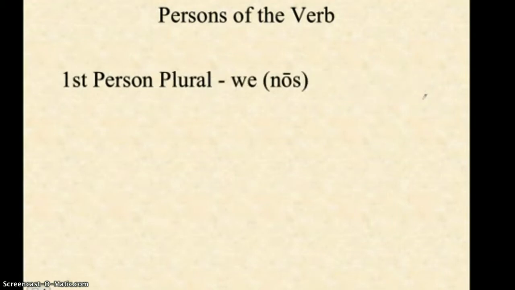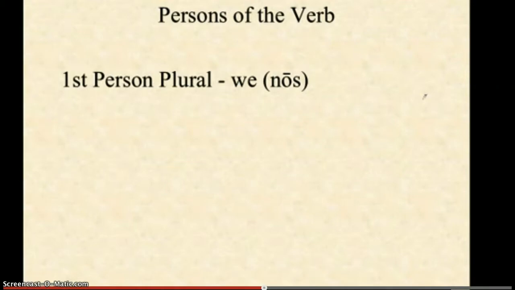In the plural, first person plural is we. Now remember the rule, I'm number one. I'm a part of we. If you and I decide to do something together, I'm a part of it, but it's plural. And so first person plural is we. The Latin pronoun is nos.